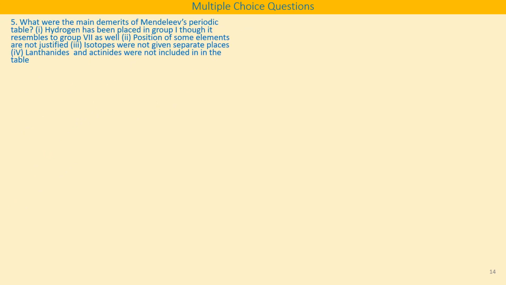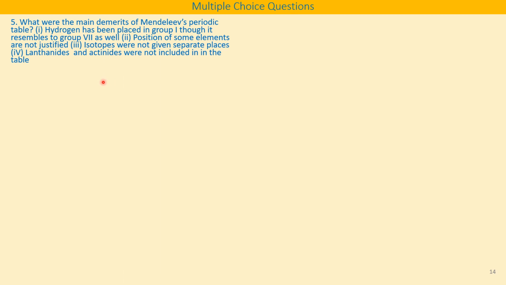Next question. What were the main demerits of Mendeleev's periodic table? So four answers are given. You have to identify the correct answer. So there are more than one correct answers. So I will read all the four first and you have to identify the combination of these four answers. Number 1, hydrogen has been placed in group 1 though it resembles group 7 as well. Number 2, position of some elements are not justified. Point 3, isotopes were not given separate places. Answer 4 is lanthanides and actinides were not included in the table.